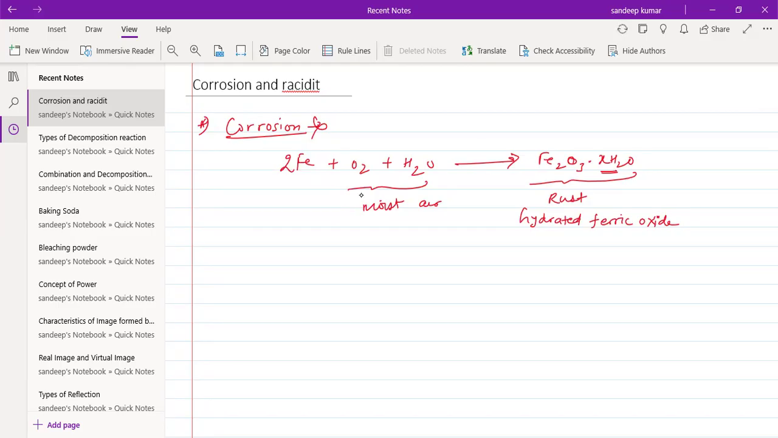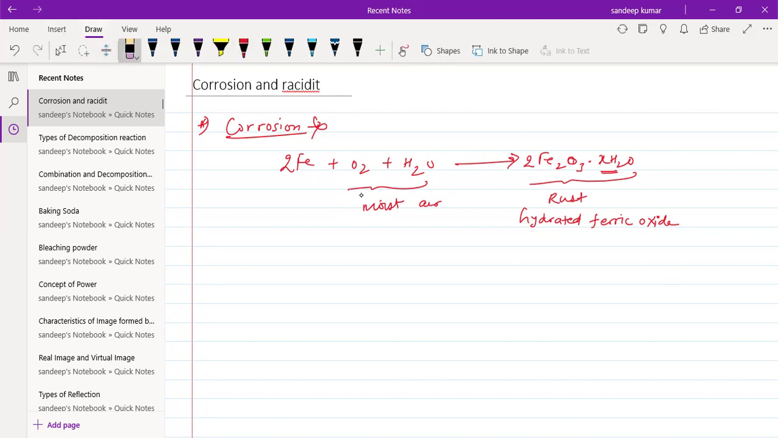So this is 2 here, so make it even, 3 to the 6. Here you can take 4, because 2 to the 4, so iron becomes 4. Now oxygen 3 to the 6, let's multiply by 3. Here 2x H2O is there, so you multiply with 2x. So this is the first example, that is rusting of iron.